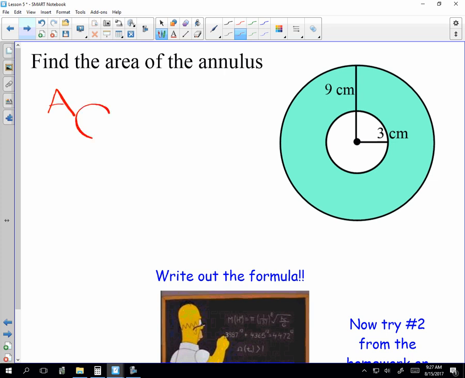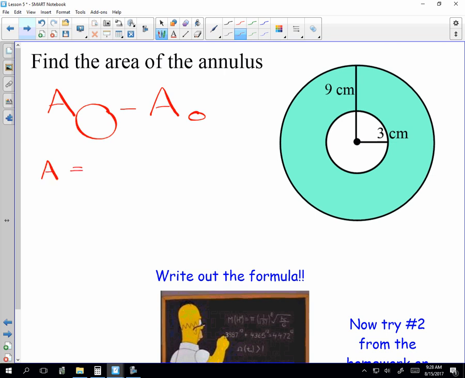I have the area of my large circle, and then I have to take away, and we can use donuts to help us out, the center of that donut. So mathematically, how do we take things away? We just subtract. So we need the area of the big circle minus the area of the small circle.